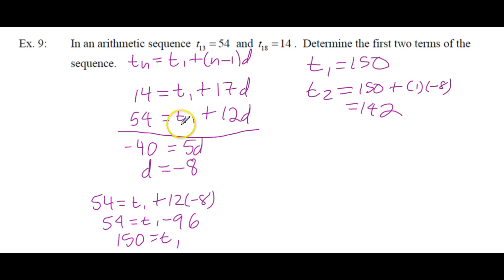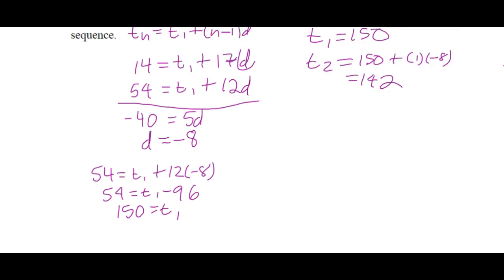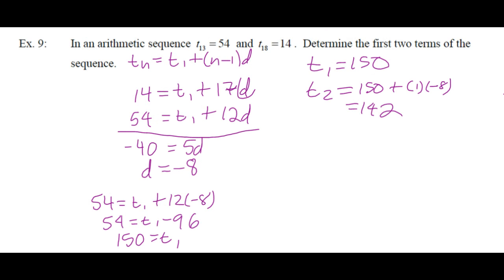Okay, and if we kept going when we hit 13, we would have 54. Right, just imagine there's 150 there, it'd be 150 minus 96, which would be the 54, and T18 is 150 plus 17 times negative 8. 17 times 8 is 136. So we'd have 150 minus 136, right? Because the d is negative, and that would be your 14. Okay, so there is a way to check.